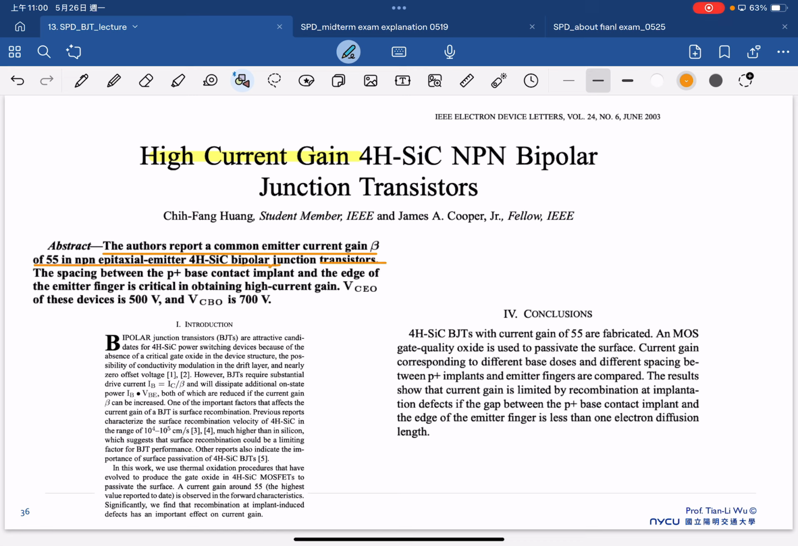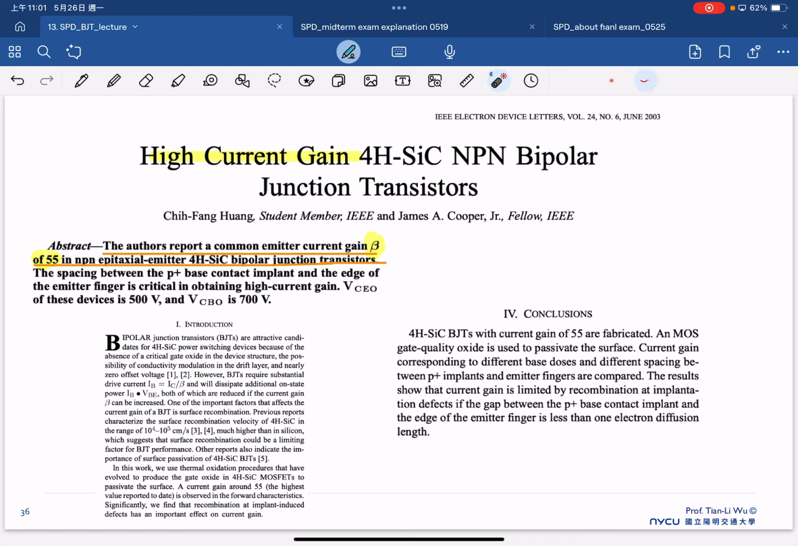The reason why I want to put this reference as additional explanation is just to illustrate that the beta, the current gain, is a critical concern for the BJT. We start to see lots of literature trying to explore high current gain. We have spent a lot of time discussing the beta. Now, probably by looking at this literature, you will get more sense of the importance of the beta, because the first sentence of this paper just describes the beta.